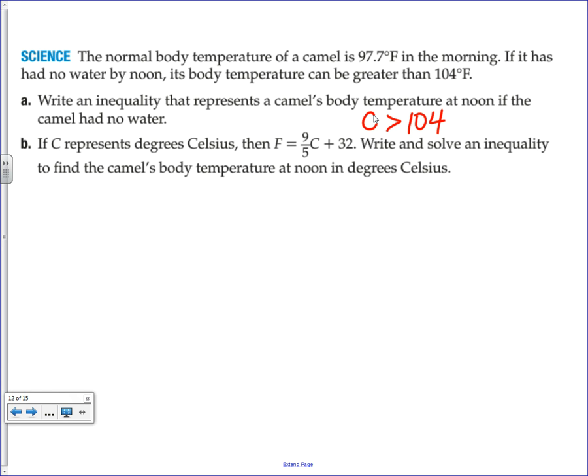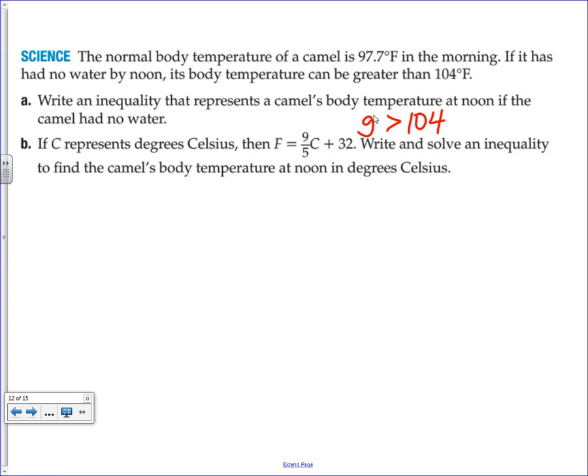Okay, now it says if C represents the degree Celsius. Uh-oh, I probably shouldn't use C here then, should I? I'm going to change it to G. Okay, if C represents, you could use that as well, degrees Celsius, then F equals 9/5 C plus 32. Write and solve an inequality to find the camel's body temperature at noon in degrees Celsius. Right now, my temperature is in degrees what? Fahrenheit. And I want to turn it into Celsius, don't I?